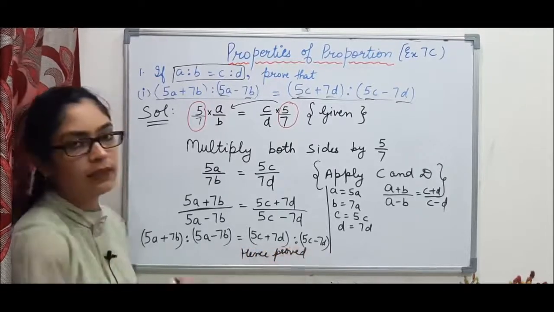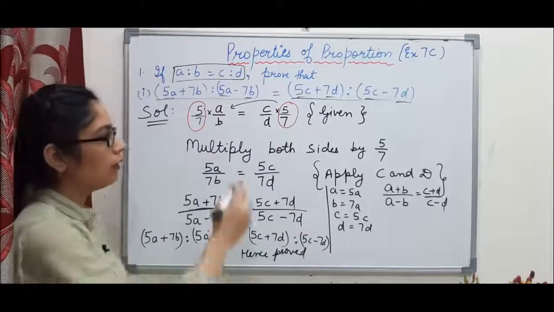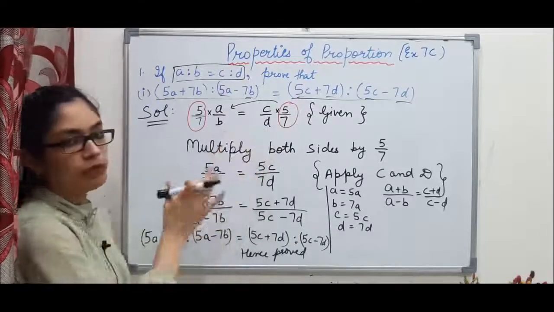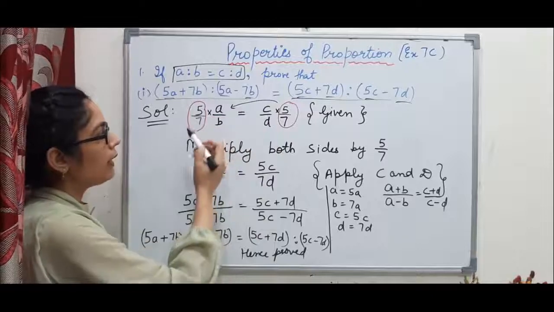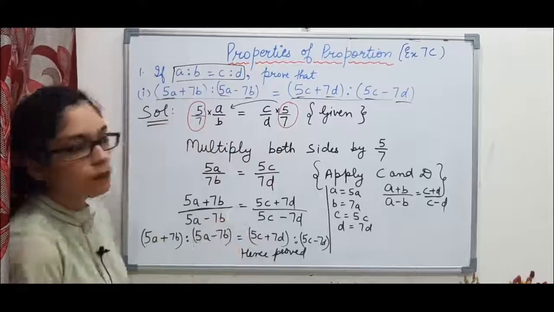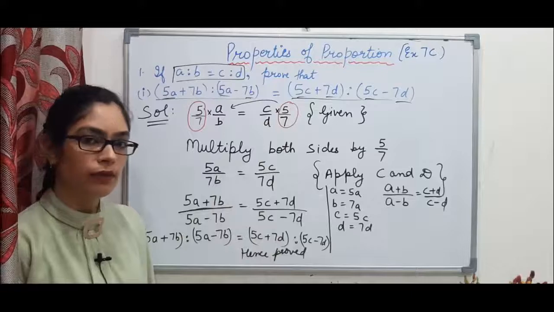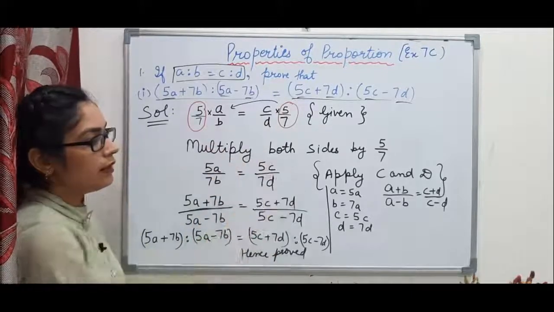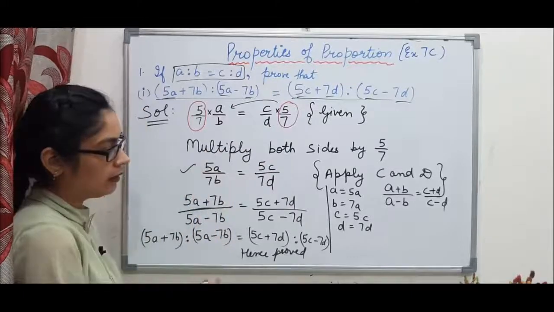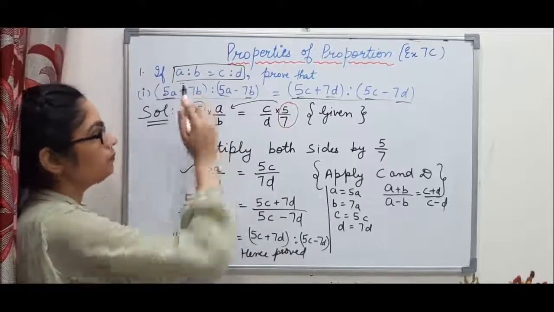See, what we did in this question, first we multiplied by this given thing. It was given to us a by b is equals to c by d. So this given thing, first we multiplied by 5 by 7 both the sides, because we needed 5 with a and c and 7 with b and d. So that is why we multiplied this given thing with 5 by 7. Then the last property which we learnt, componendo and dividendo, that property we applied, and after applying that property in one step only, you can see we reached here.